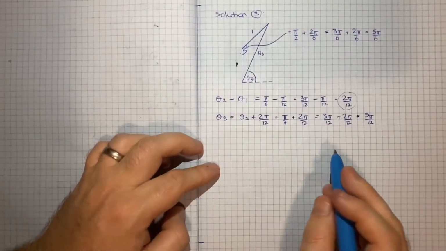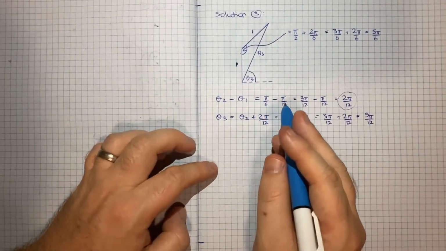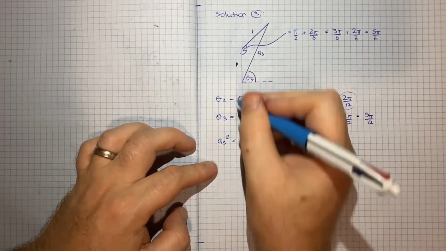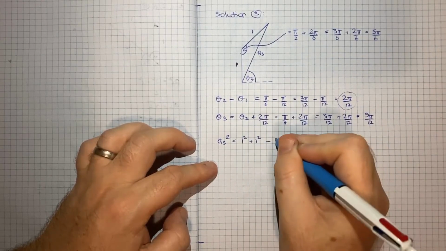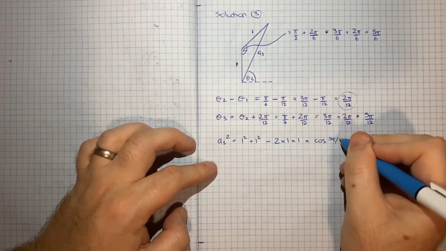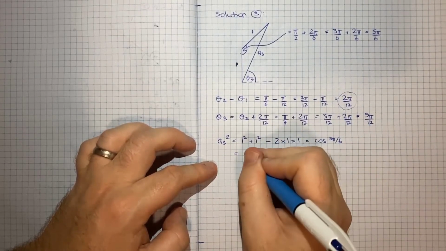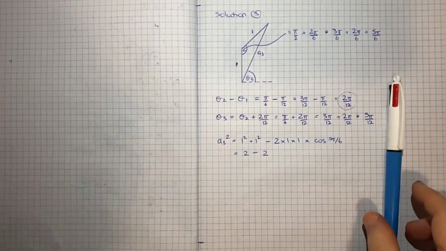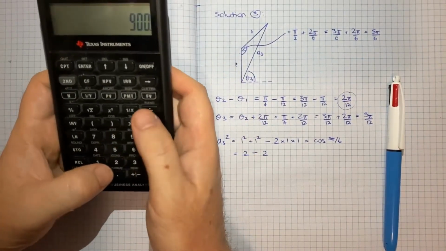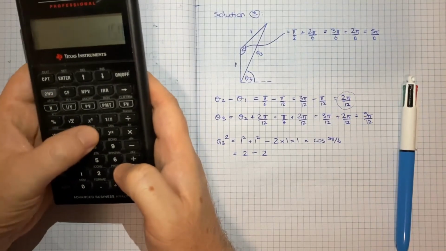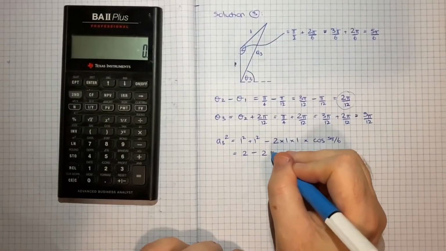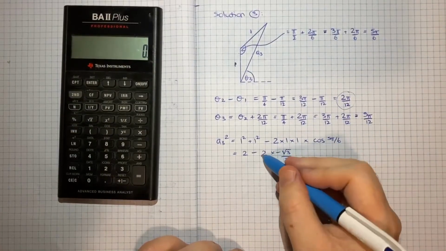But A3 we still need to calculate, and I think we can use our cosine rule here. So we can say A3 squared is going to be 1 squared plus 1 squared minus 2 times 1 times 1 times cos 5 pi on 6. So that's going to be 2 minus 2, and cos 5 pi on 6, if I do 5 times 180 divided by 6 and take the cos of that, minus root 3 on 2. So that's times minus root 3 on 2, cancel the 2's.